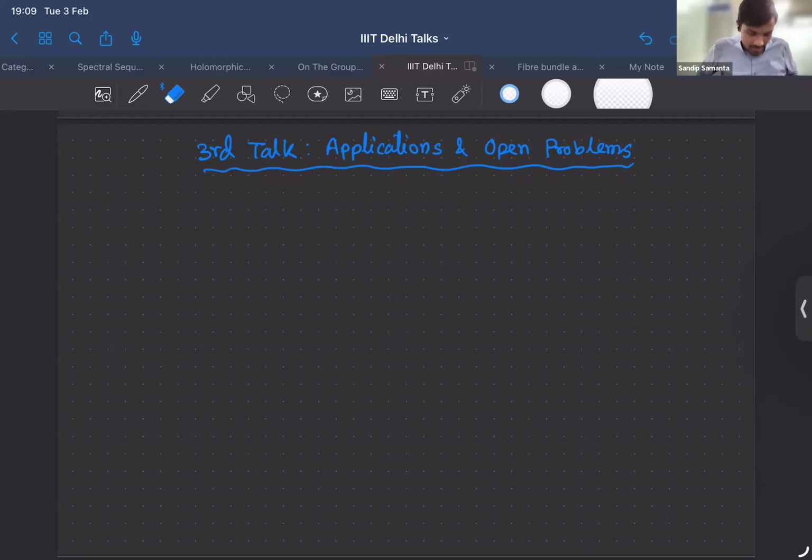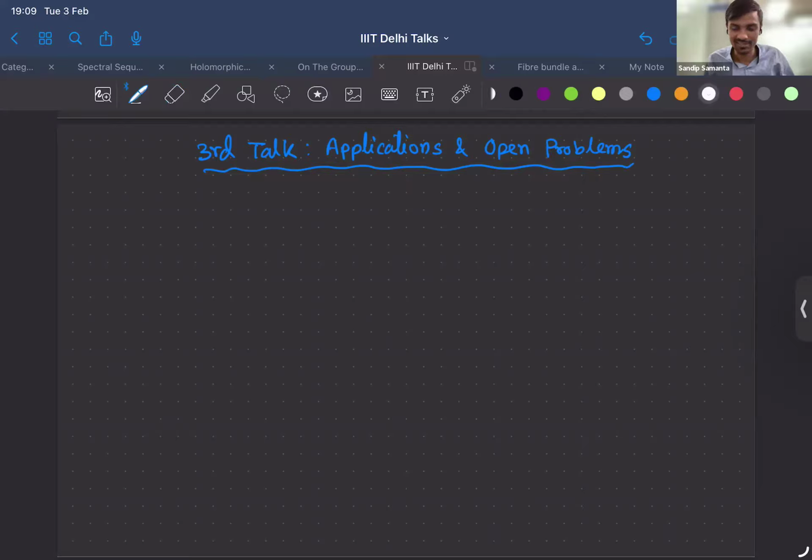Okay, thank you. And as said, we'll continue our third talk. So today's goal is basically to see some application. As the abstract and title were given, I just changed that a bit to focus mainly on one or two applications of this group of self-homotopy equivalences, and some open directions that one can pursue, which I'm particularly interested in. So let's start.